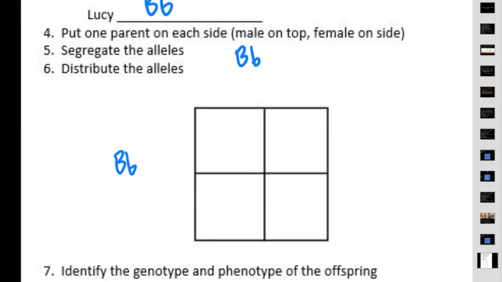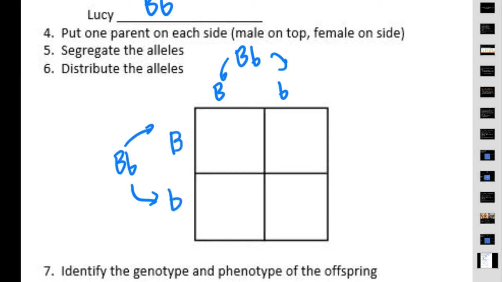Next step is to segregate the alleles. That means that I just put one allele in each row and one allele in each column. So I'm going to put a big B here and a little b there. Those are Ocean's alleles. And then I'm going to put Lucy's alleles over here, big B, little b.